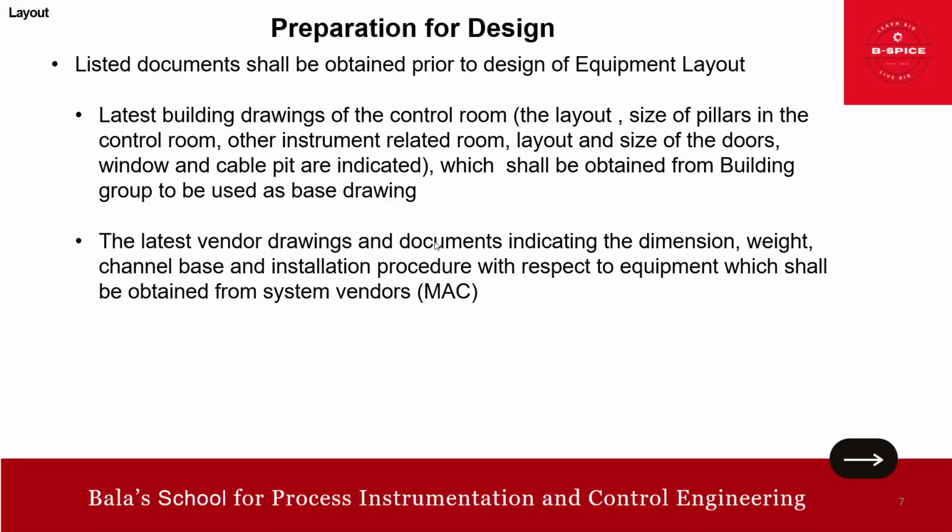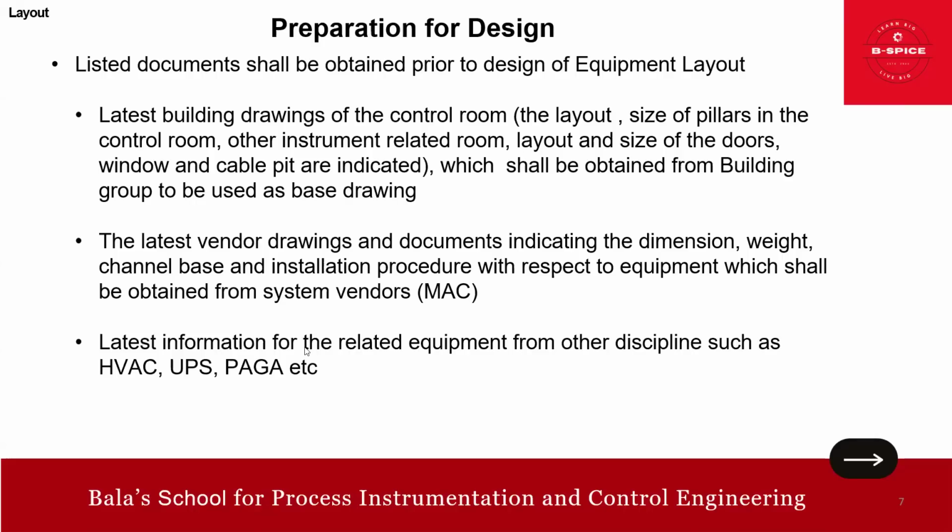Then the latest vendor drawing and documentation indicating the dimension, weight, channel base, and installation procedure with respect to the equipment. This should be obtained from the MAC, meaning the main automation contractor, the system vendor. They will give all the panel drawings, including dimension, weight, everything. In fact, we have already seen how to design a system cabinet, so that part is separate already. So this is the layout. Okay, good.